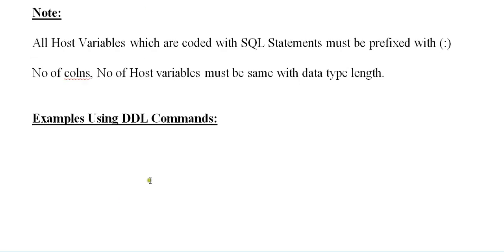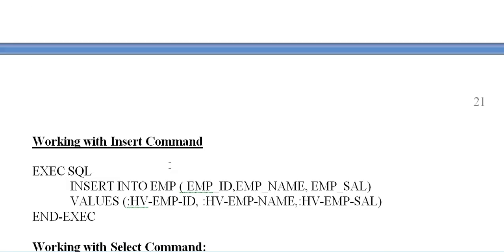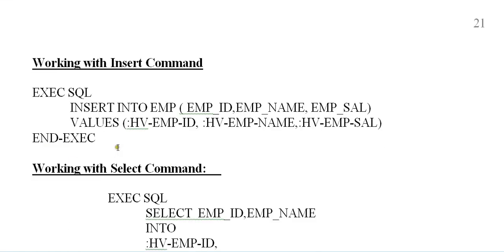So let us see an example using DML commands. First, we will be working with the insert command. So EXEC SQL, insert into EMP, EMP ID, EMP name. So you can see the values start with host variables, host variable names. So it is copying the data and inserting the data from your local working storage variables. Based on these working storage variables, you can perform the operations and various other things you want to do.